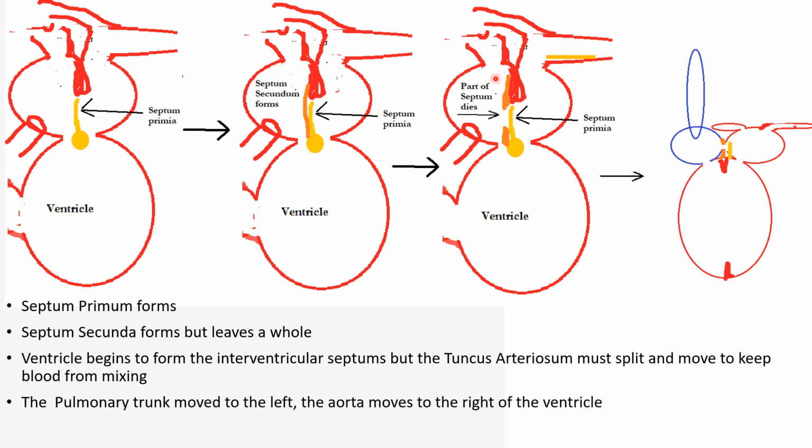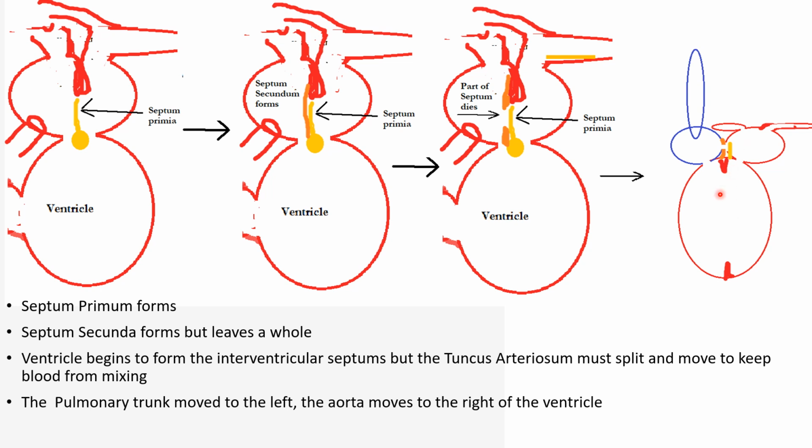So the blood that's coming from the venous system into the right atrium is coming from the body, so it tends to be deoxygenated. And what we usually do is we show it as blue. The blood that's coming into the left atrium from the venous system here is coming from the lungs, so it's oxygenated. So these would actually be pulmonary veins going into the left atrium.